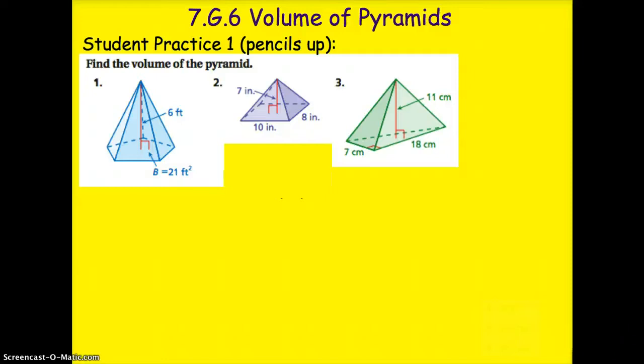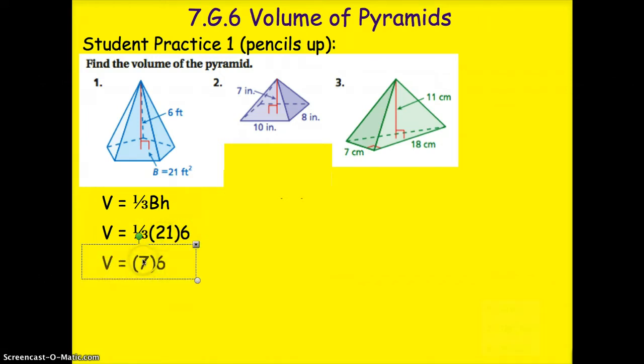Okay, welcome back. Let's take a look and see how you did. For this first problem, we're given the base area, so I don't need to find it. So I write down my formula. For the capital B, I plug in 21, and for the H, I plug in 6. And then I can choose to divide any of them by 3. I'm going to choose to divide 21 by 3 just because it's such a large number. I want to make it a little easier. So now I've turned 21 into 7, and I still have my 6. 7 times 6, of course, is 42. Don't forget, we do need our units, and our units will need to be cubed, which I will show you in a little bit.